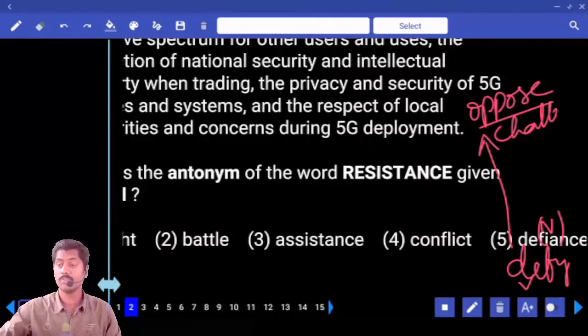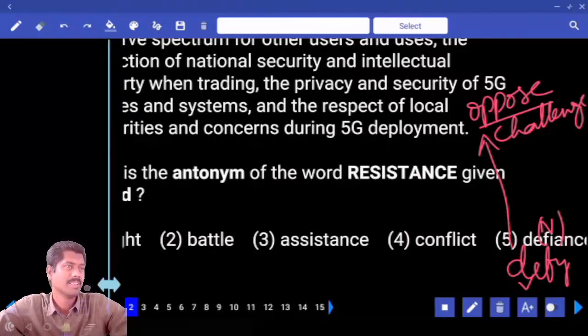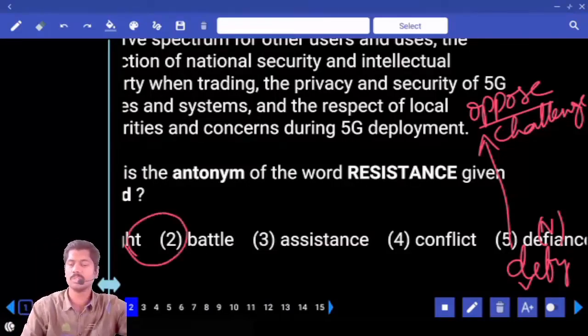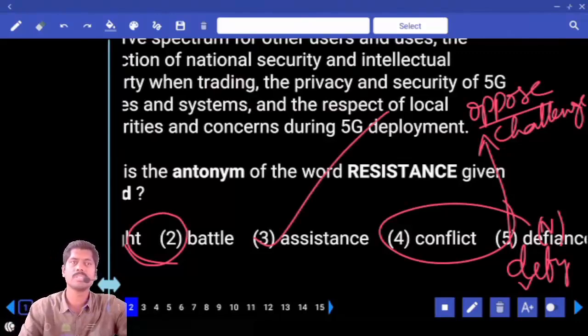Do you defy your father? Do you go and oppose your father? Men? Yes. Women? No. So 1, 2, 4, 5, same meaning. We require antonym, assistance is the right answer.